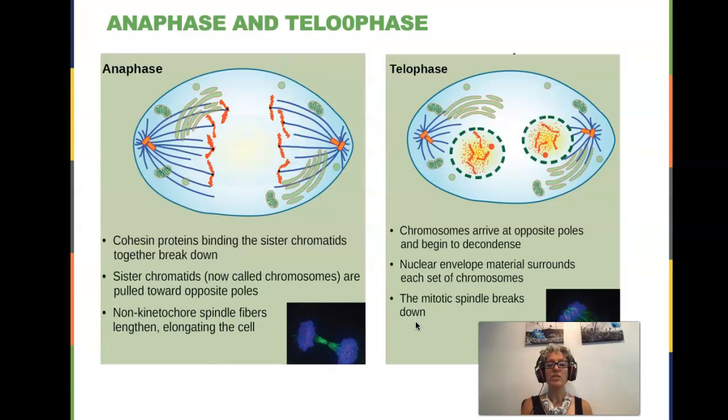In anaphase, the chromatids come apart, and in telophase, T-E-L-O means far apart. We've gotten them as far away as possible. So there were proteins that were binding those chromatids together. They break down. The microtubules that are attached to the chromatids get shorter, pull them apart. And the non-kinetochore fibers, the ones that are not attached to the kinetochore, get longer, and that's what's pushing the edges of the cell apart.